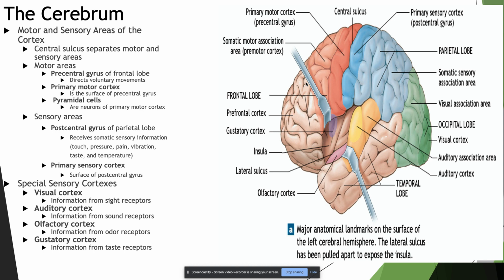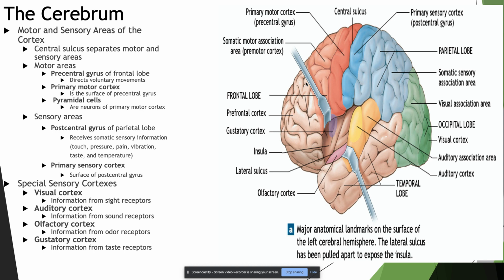The postcentral gyrus of the parietal lobe forms the posterior border of the central sulcus, and its surface contains the primary sensory cortex. Neurons in this region receive general somatic sensory information from receptors for touch, pressure, pain, vibration, or temperature. And you're aware of these sensations only when the nuclei of the thalamus relay that information to the primary sensory cortex.